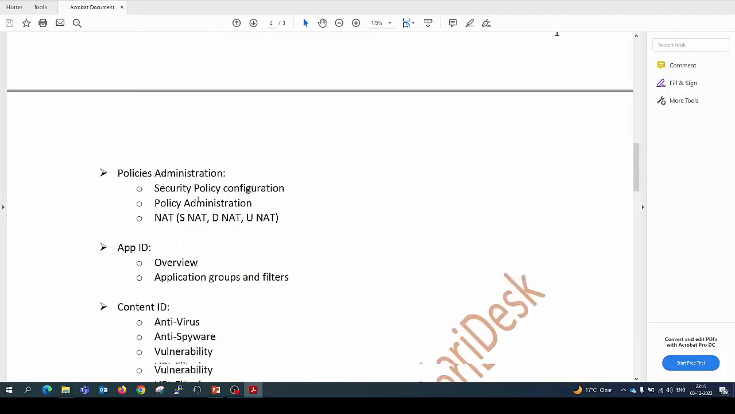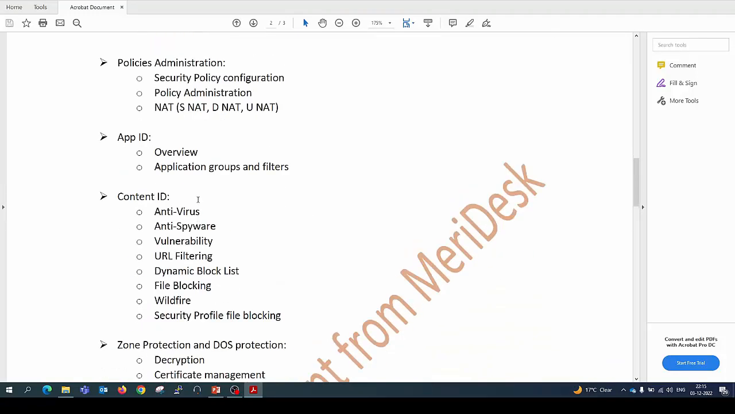After this, we have a very detailed explanation of policies and administration, security policy configuration, policy administration, NAT, in which we'll discuss source NAT, destination NAT, and U-turn NAT in Palo Alto.